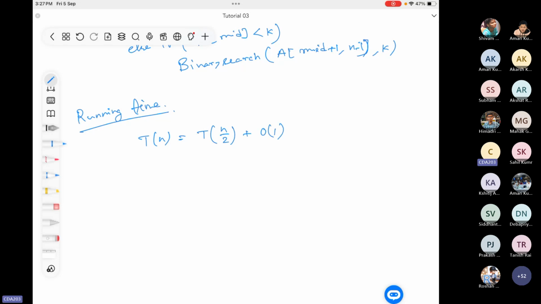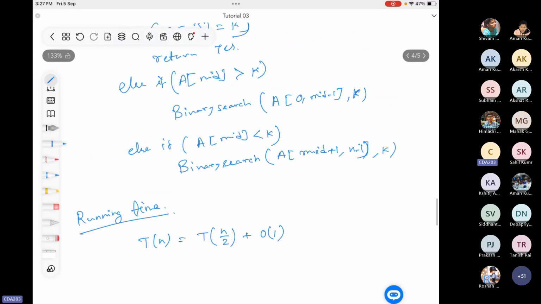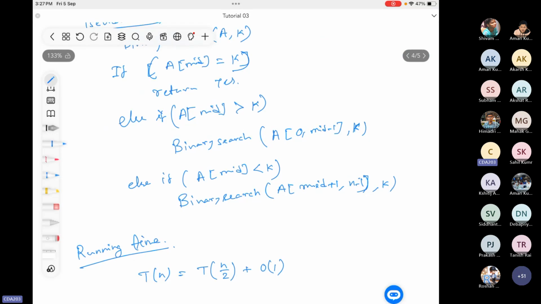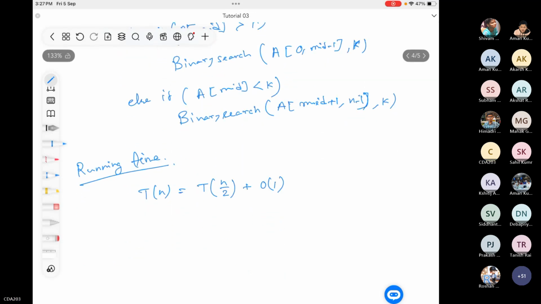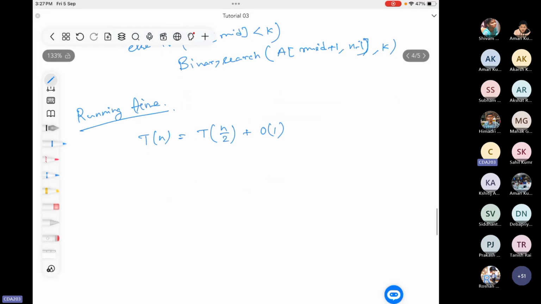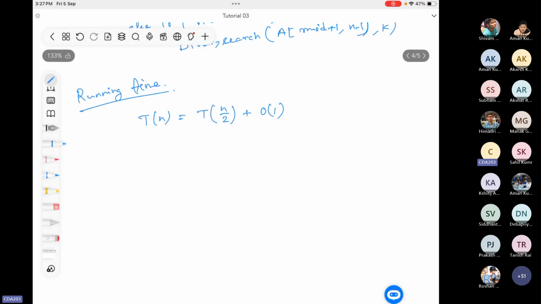Okay, why n by 2? Because you can use the floor or ceiling, whatever, but you can easily write it like n by 2 plus order one. Why? Because at each iteration you are just checking whether K is greater than that element or smaller. So that can be done in order one time. And at each iteration you are dividing the whole array by half. So this is the recursion corresponding to that one.